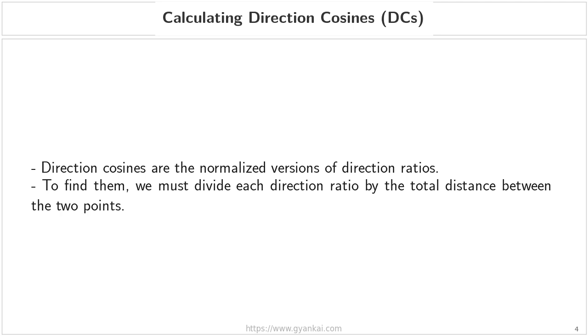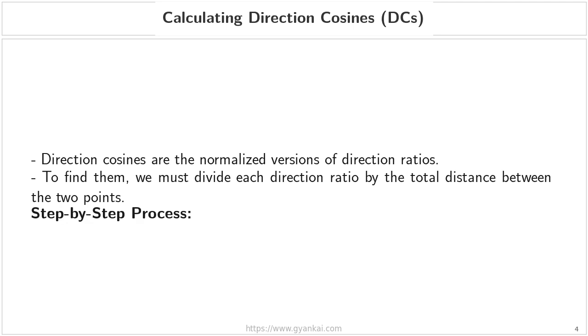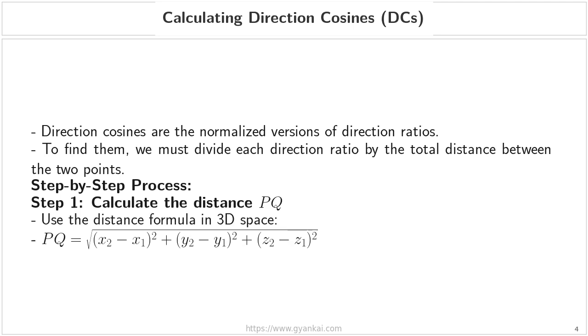To achieve this, we need to divide each of our direction ratios by the total distance between our 2 points, P and Q. Let's break this down into a clear, two-step process. Step 1, we need to calculate the distance between point P and point Q, which we call PQ. To do this, we use the standard distance formula in three-dimensional space.